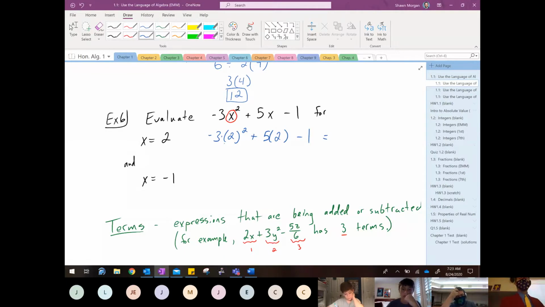So 2 squared is 4. Then I can multiply my negative 3 by 4 and get negative 12. 5 times 2 is 10. So we wind up with negative 12 plus 10, which is negative 2. Negative 2 minus 1 more equals negative 3. All right, that's the notion right there. We got negative 3 as our answer.